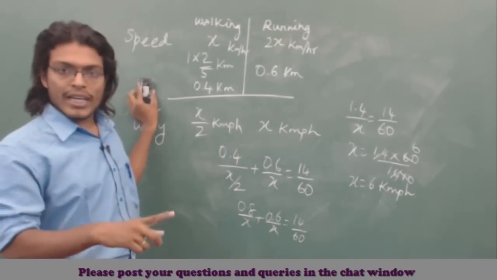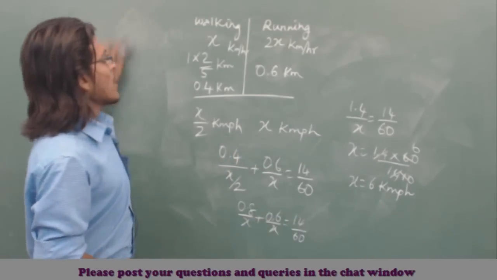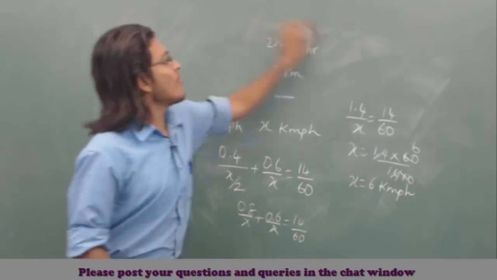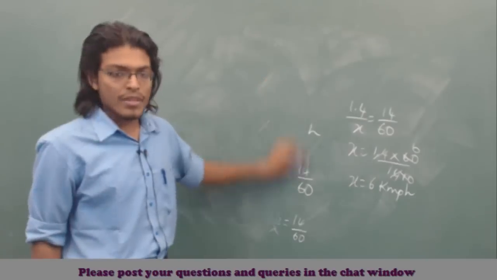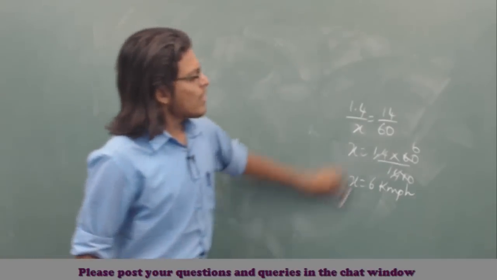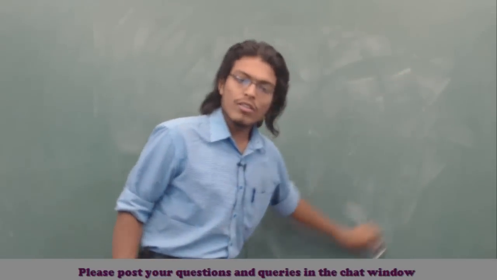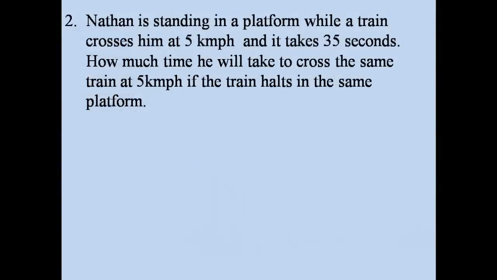So is the first problem clear? The speed of him running when the dog starts chasing him is 6 kmph. Now we'll look at the second problem.